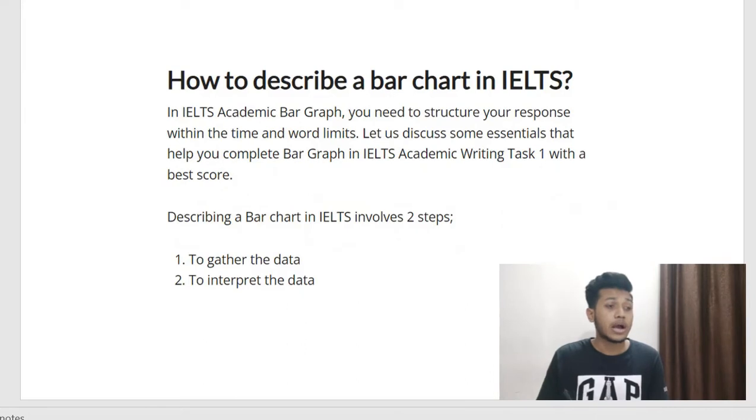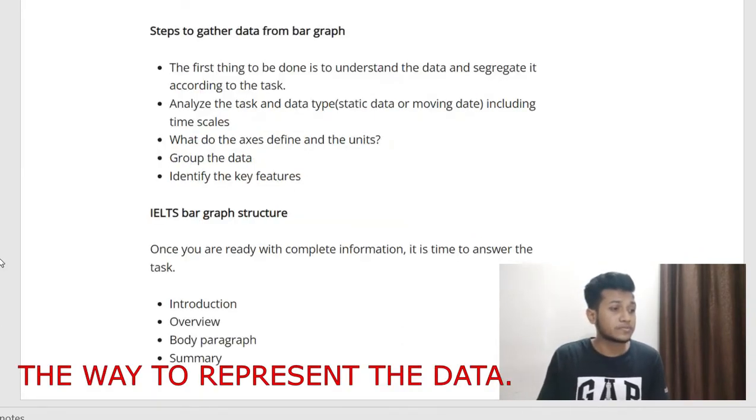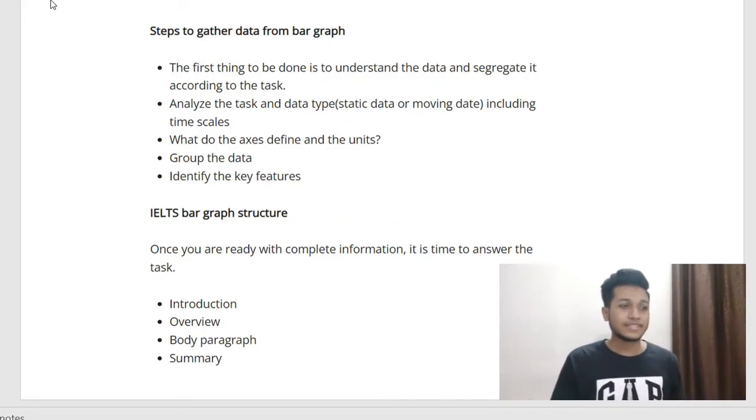Let's see how to describe a perfect bar chart for the IELTS exam. There are 2 things that we will be looking for. First one is to gather the data, and then to interpret the data and find a way to represent the data. So let's see what the strategies are. The first step is to gather data from the bar graph. The first thing to be done is to understand the data and segregate it according to the task.